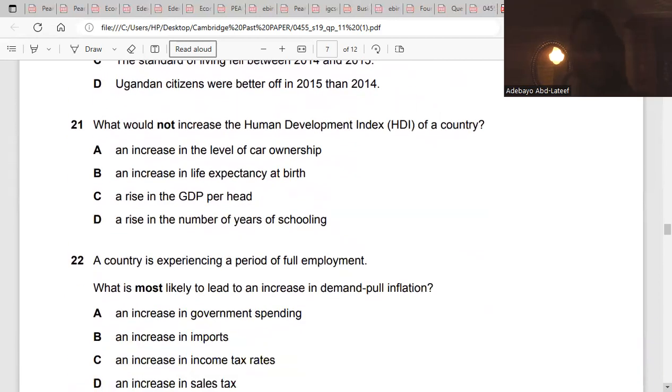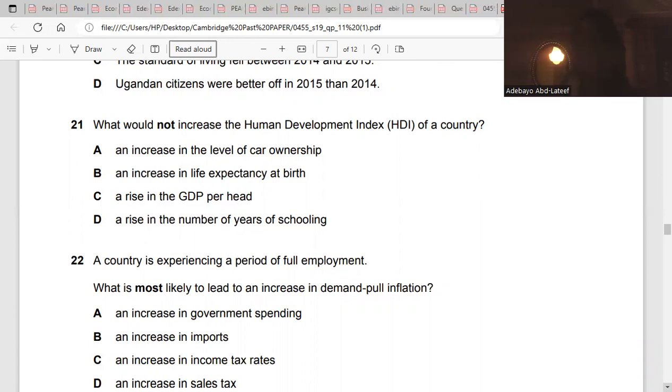21. What would not increase the Human Development Index, HDI, of a country? An increase in the level of car ownership, an increase in life expectancy at birth, a rise in the GDP per head, a rise in the number of years of schooling. When we talk about the level of academics, the rate of literacy is part of the Human Development Index.